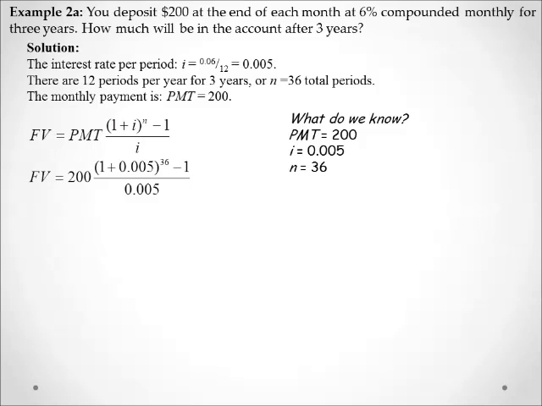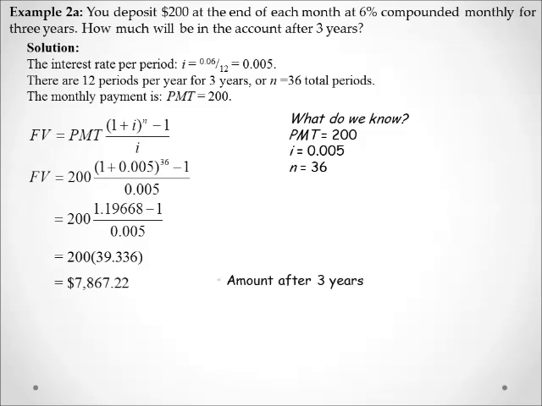So I'll combine the parentheses first, raise that to the 36th power, and I get 1.19668. Subtract 1 from that, and then divide by 0.005. That number, the fraction there, equals 39.336. Multiply by 200, and that's the amount after 3 years.